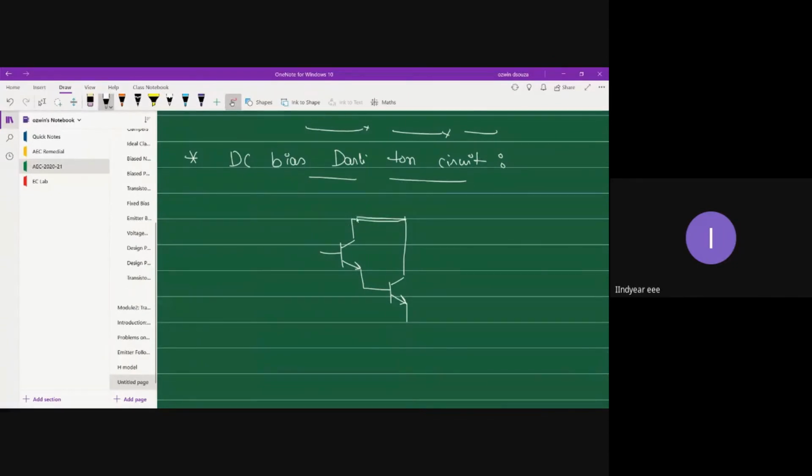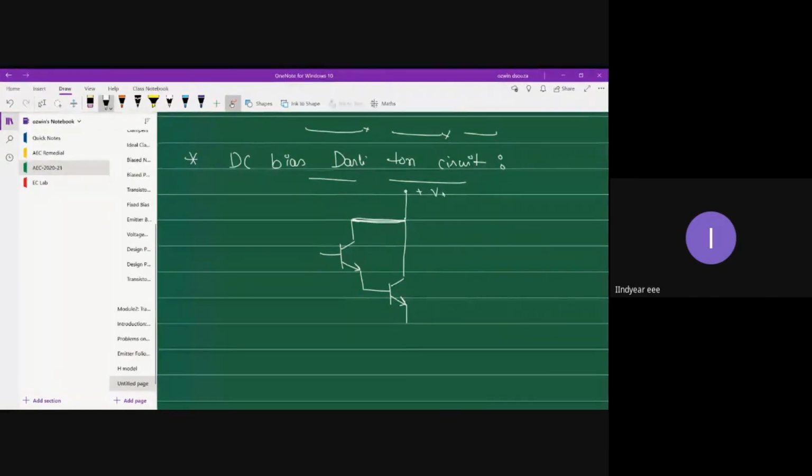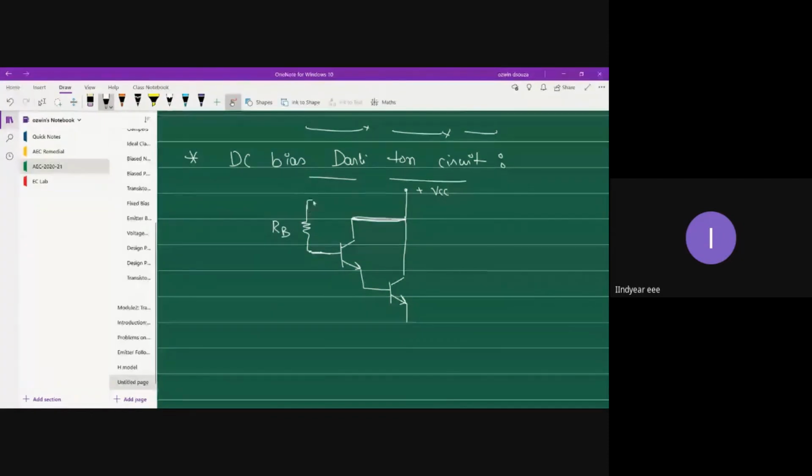Let us connect these collectors together, and that point let us connect to VCC, one and the same, because I wanted to show you the biasing resistor connection also. So this you can connect to your power supply voltage. This is your RB, and on the second transistor side you will have emitter resistor RE. So this is your Q2, this is your Q1.